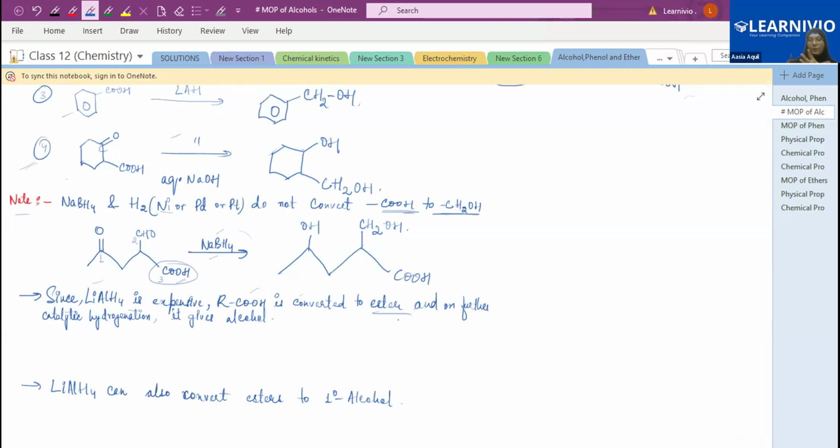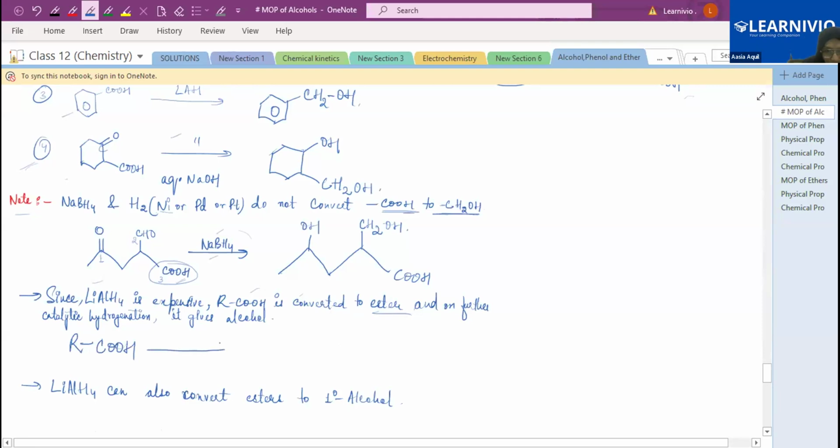But here, what are we supposed to do? This carboxylic acid is first converted into ester, and you know the ester group can be easily reduced by catalytic hydrogenation, right? By catalytic hydrogenation you can prepare the corresponding alcohol. Now let's see the reaction. What we are supposed to do here: first, we took RCOOH, this carboxylic acid.